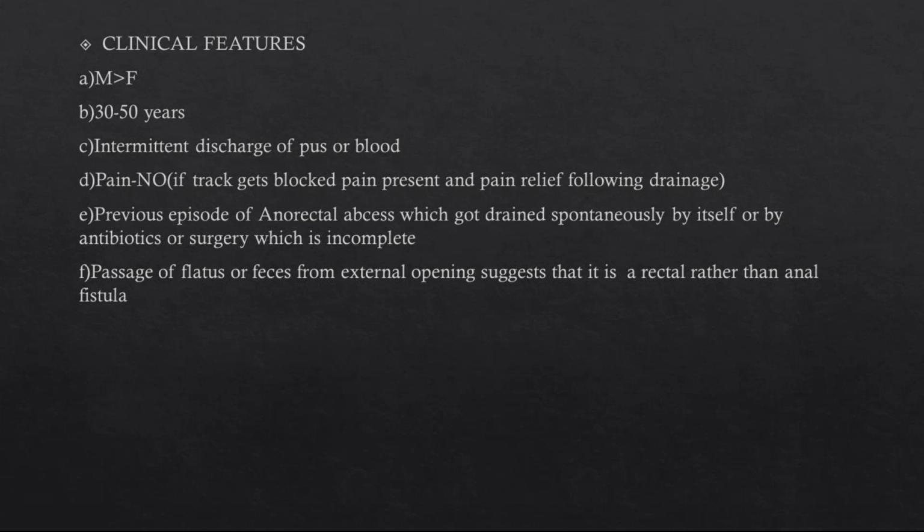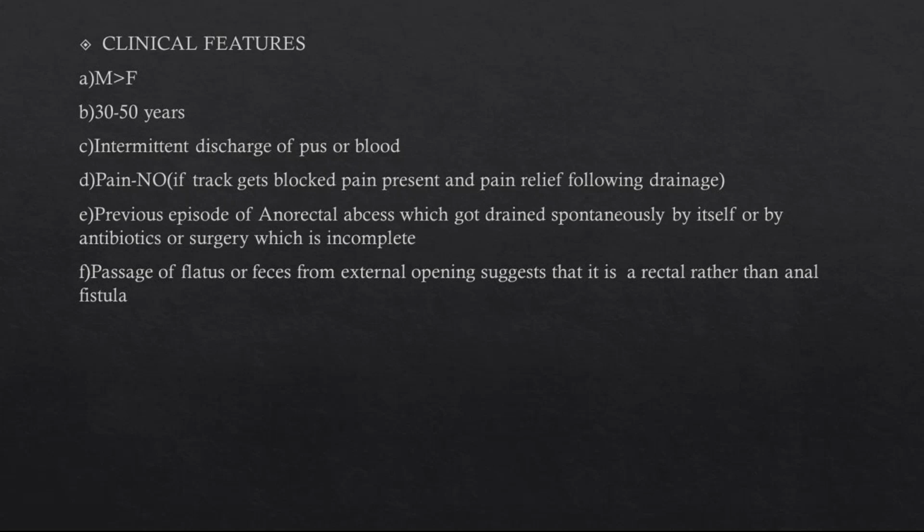thinking of inflammatory swelling. So if due to antibiotics also some amount of the pus will be treated, but some amount of residual pus will be present within the anorectal region, and it will form a fistula at a future date. Okay, so those are the clinical features. And if you see through the external opening there is a passage of flatus or feces, stools coming out from the external opening, you should think that it is not an anal fistula, it is a rectal fistula. Only in rectal fistula will there be passage of flatus or feces from the external opening.